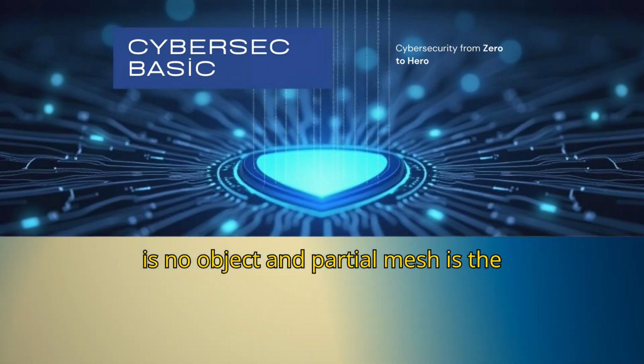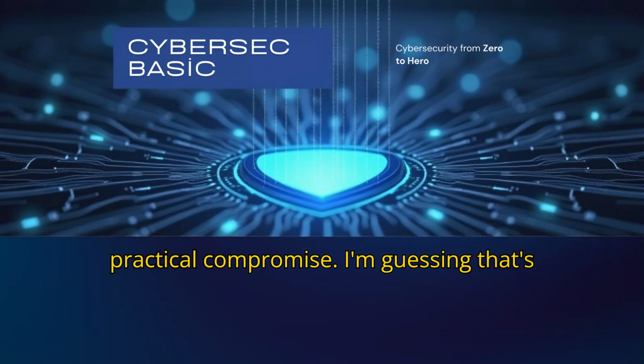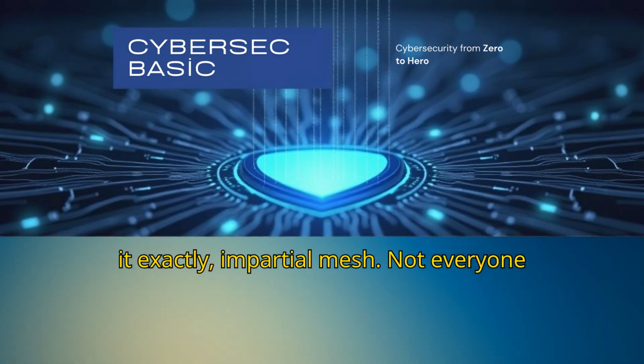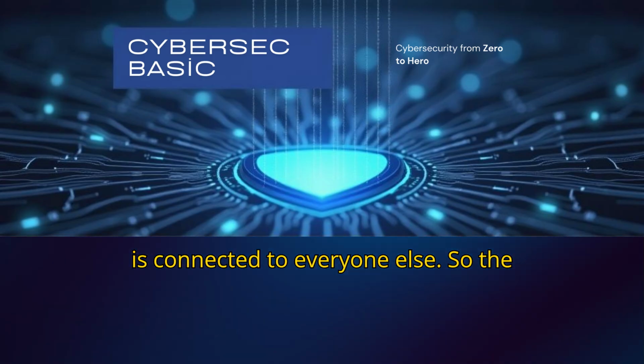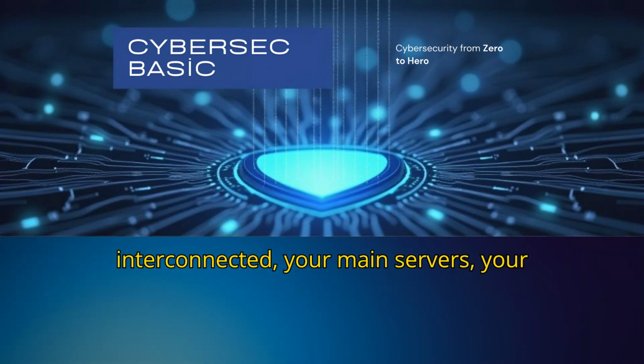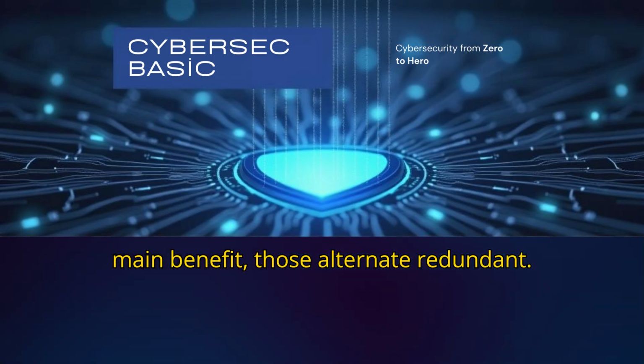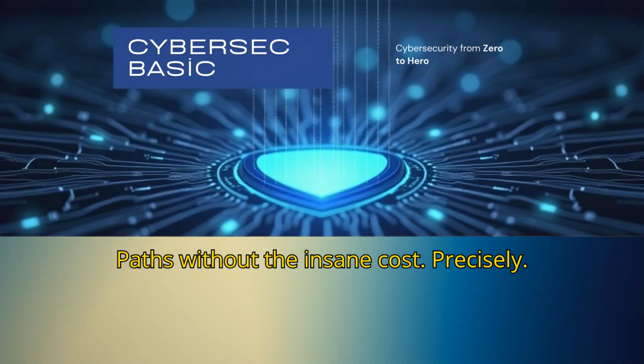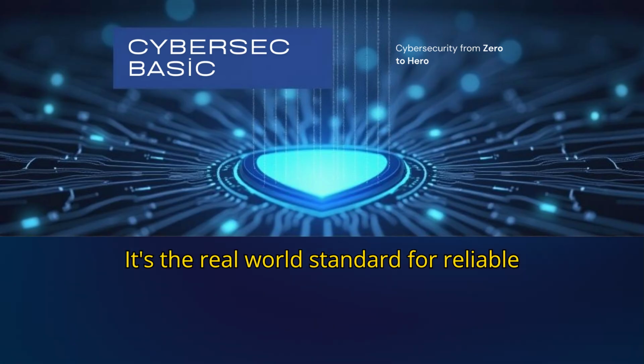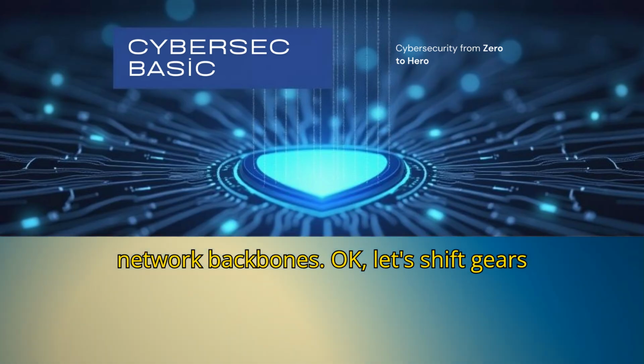And partial mesh is the practical compromise, I'm guessing? That's it exactly. In partial mesh, not everyone is connected to everyone else, so the critical devices are highly interconnected. Your main servers, your backbone routers. So you still get the main benefit, those alternate redundant paths, without the insane cost. Precisely. It's the real-world standard for reliable network backbones.